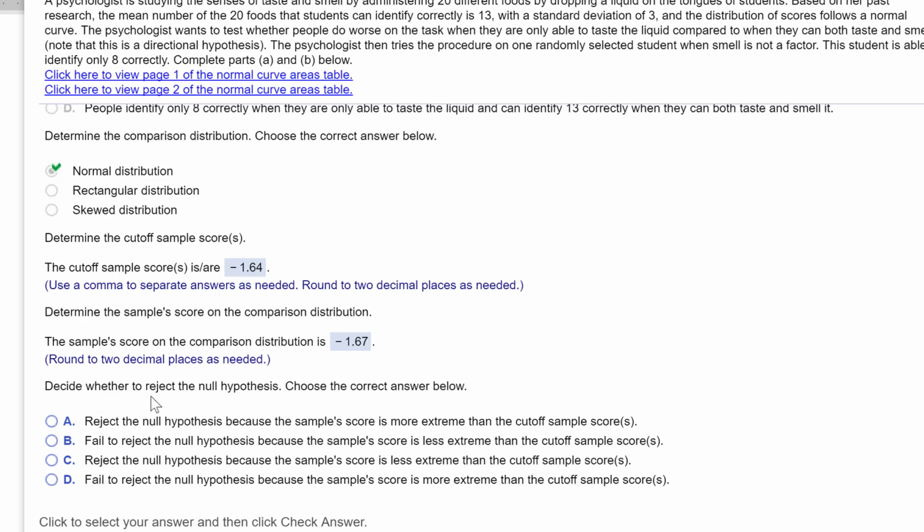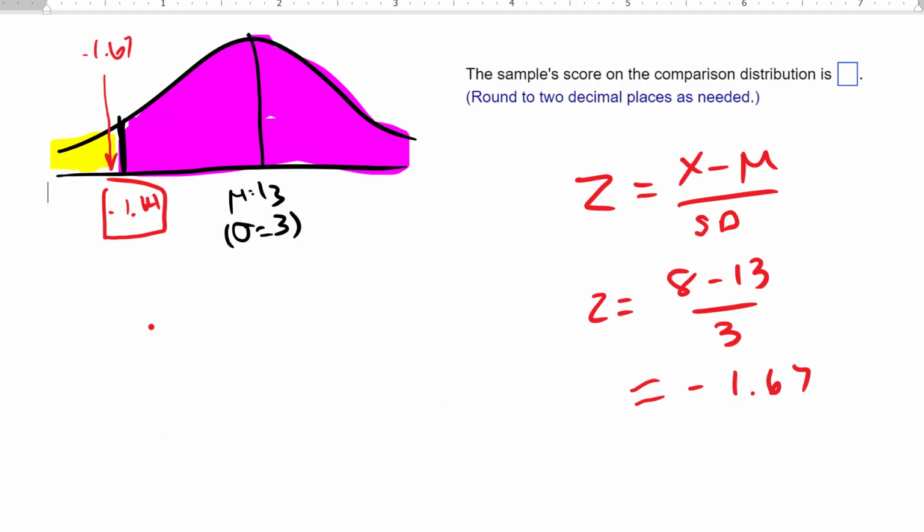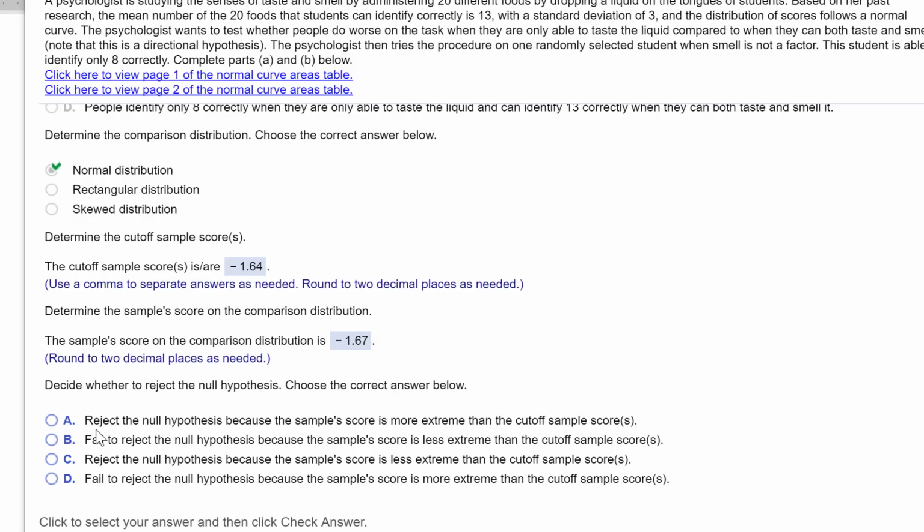So now, decide whether to reject the null hypothesis. Choose the correct answer below. So let's go back and look at our curve. Here's our curve. We are in this region that we're calling this yellow region here to the left of negative 1.64. If it hits that region, that means it was rare enough that we would reject the null hypothesis. So it is in that region, so we are going to reject the null hypothesis. We only have two choices here. Reject the null hypothesis because the sample score is more extreme. Yes, it is more extreme. It's more to the left in this case.